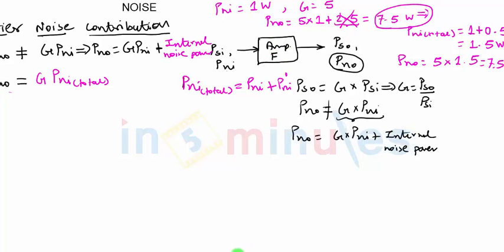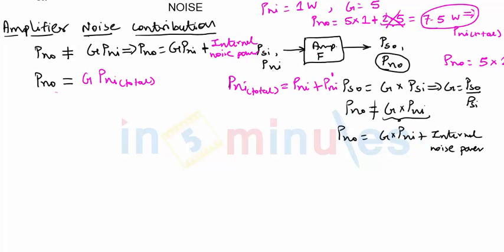So to conclude, we have assumed the amplifier to be noiseless now, and its internal noise is considered in the form of PNI total. So PNI total can be written, in simple words, as the total output noise power which the amplifier generates divided by its power gain G.